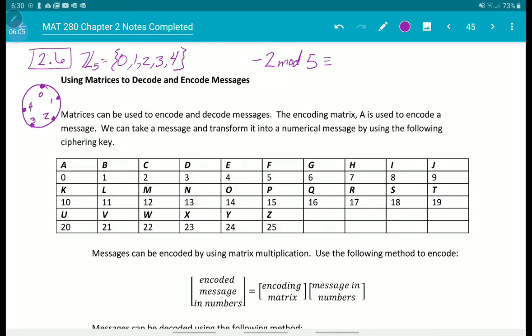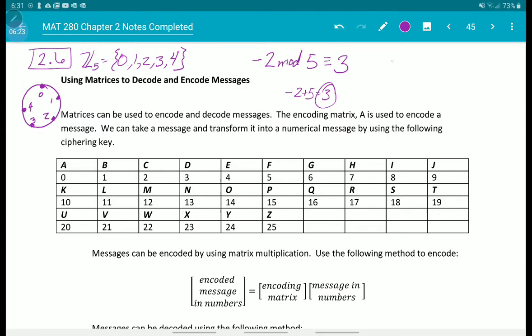So the number negative 2 is actually the number 3 if we were to go back. So another way we can think about this is we just add the modulus to it until we get to that number. Or we can use that clock and we can go backwards.